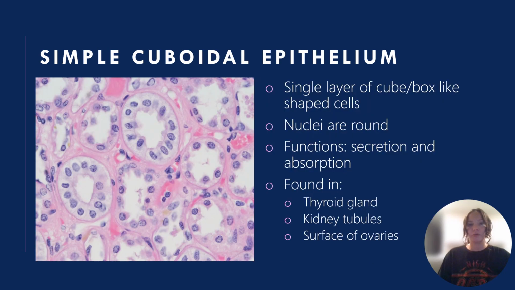The simple cuboidal epithelium is a single layer of cube or box-like shaped cells. The nuclei are considered to be round. The functions are secretion and absorption. These can be found in the thyroid glands, kidney tubules, as well as the surface of the ovaries.